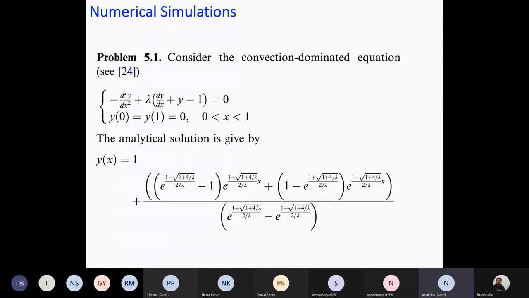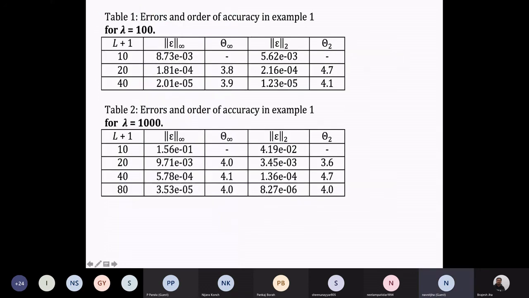Here the exact analytical solution is known to us. When we experiment, we have got for lambda equal to, lambda is basically 1 by epsilon, so when we calculate the L infinity error and L2 error, it is coming out like this, and the order is coming out to be 3.8, 3.9. It is almost 4. It is also almost 4.